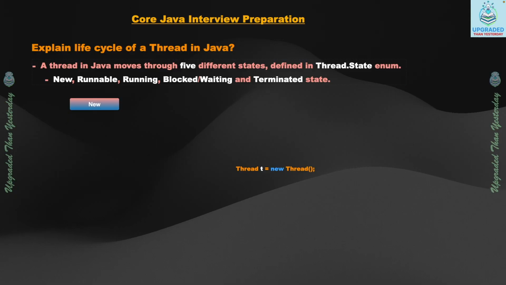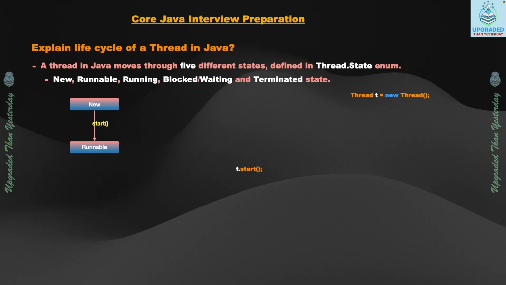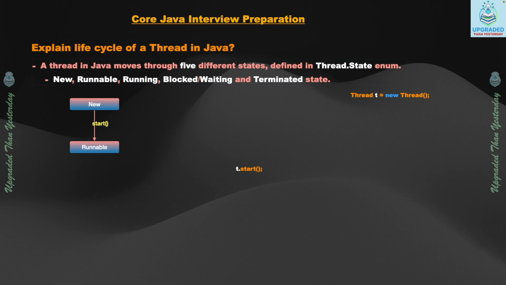When a thread object is created using the new keyword, it goes to the new state. Here the thread object is just born and it is not started yet. When the start method is called on the thread object, it goes to the runnable state. The runnable state is also known as the ready state. Here the thread is ready to run but waiting for the thread scheduler to pick and run it.